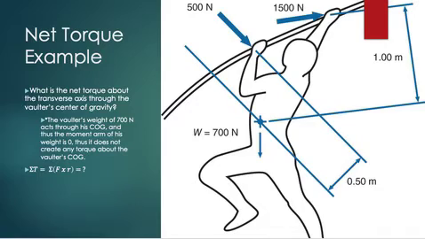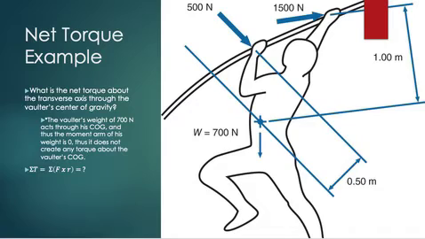Mathematically, the net torque about a transverse axis through the vaulter's center of gravity is equal to negative 500 newtons times 0.5 meters minus 1500 newtons times 1 meter, which is equal to approximately negative 1750 newton meters. The negative sign indicates that it acts in a clockwise direction. The 1750 newton meter net torque produces a turning effect that tends to rotate the vaulter clockwise onto his back, as if he were doing a backward somersault.